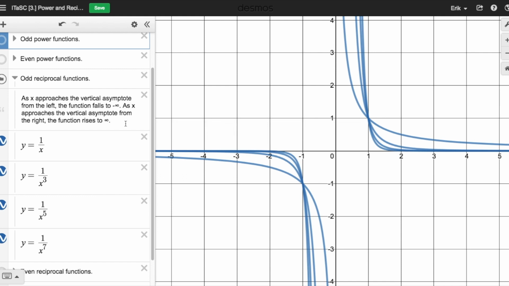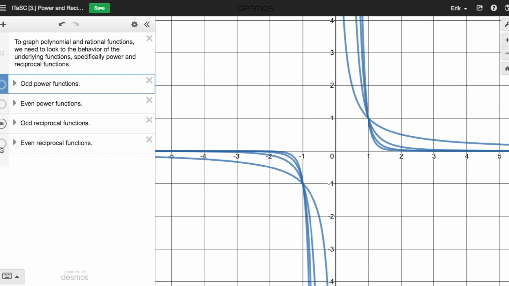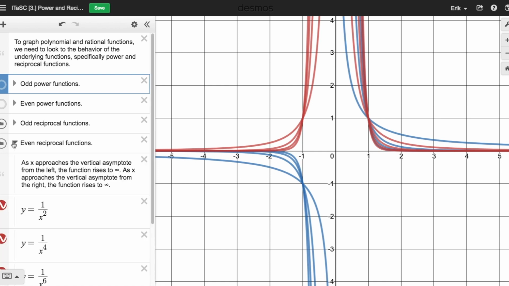As x approaches the vertical asymptote from the right, so as we're coming over on that right-hand branch, we can see that they're all moving upward. So we would say here that as we approach the vertical asymptote from the right, the function will rise, in this case, to positive infinity. As you might expect at this point, there is a different type of behavior for the even reciprocal functions. Looking at all the reciprocal functions together, you can see those even ones in red moving up. And this is the difference in behavior between the two.